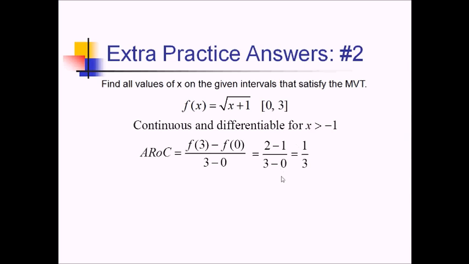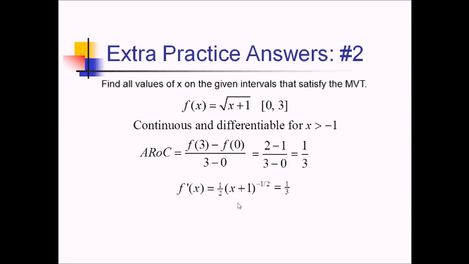Now we need the instantaneous rate of change. We need a formula for f prime to start with. So that's going to be 1/2 times x plus 1 to the -1/2 power. And we've got a tail of 1 that we don't have to worry about there. So let's set that equal to the average rate of change now, 1/3, and solve for x.